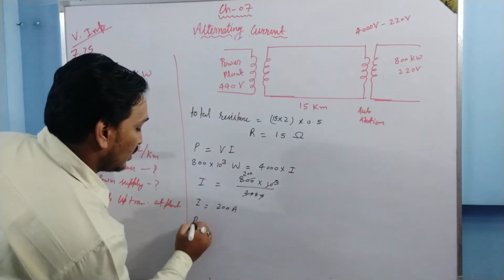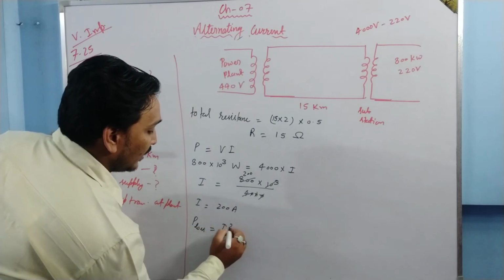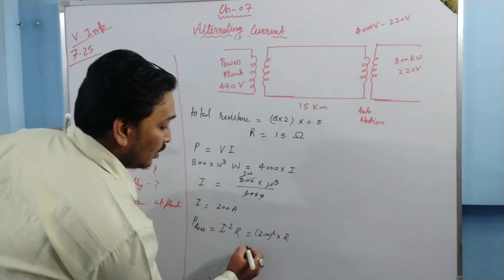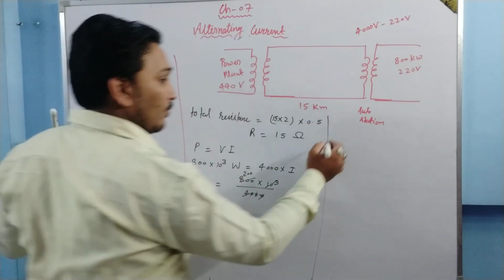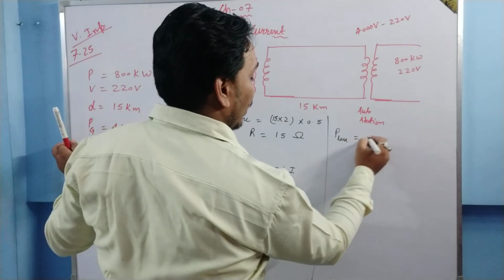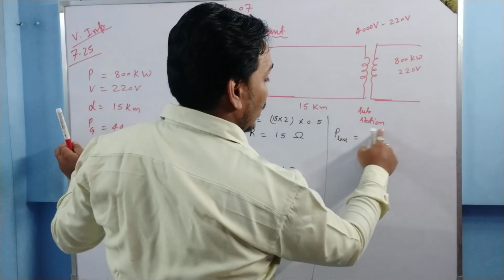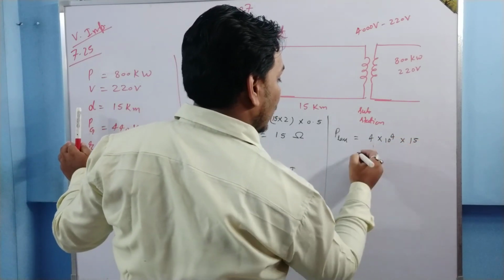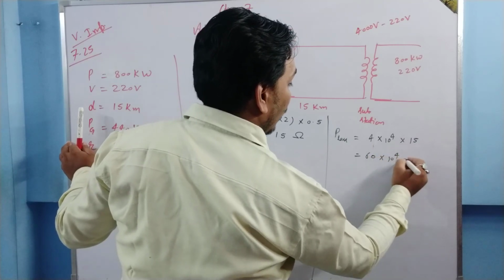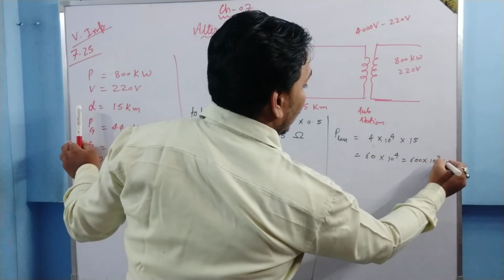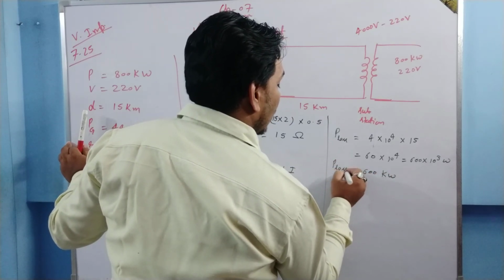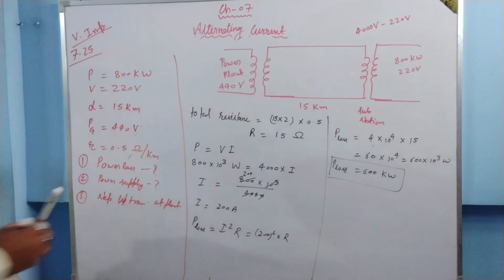So what is the power loss? It will be I square into R. So value of I square is 200 square multiplied by R. We are calculating 200 square, it will be 4 into 10 to the power 4 multiplied by 15. 15 4s are 60 into 10 to the power 4, or we can write 600 into 10 to the power 3 watt, or we can write 600 kilowatt. So power being lost is equal to 600 kilowatt.